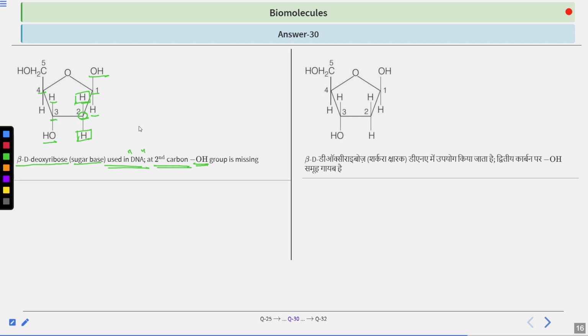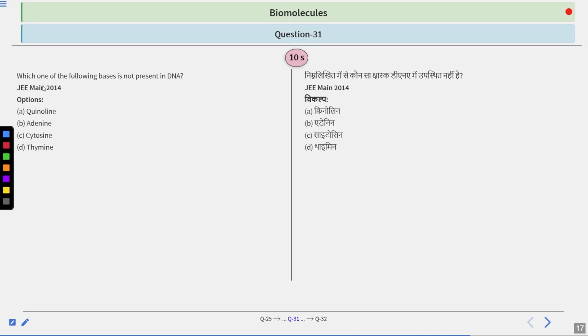Let's move on to our next question. Which one of the following bases is not present in DNA? So we have given some bases name in the options. This question came in JEE Mains 2014, and you have to tell which base is not present in the DNA structure. Options are quinoline, adenine, cytosine, or thymine. So you have some time to think about this question. After that, we will see the answer.